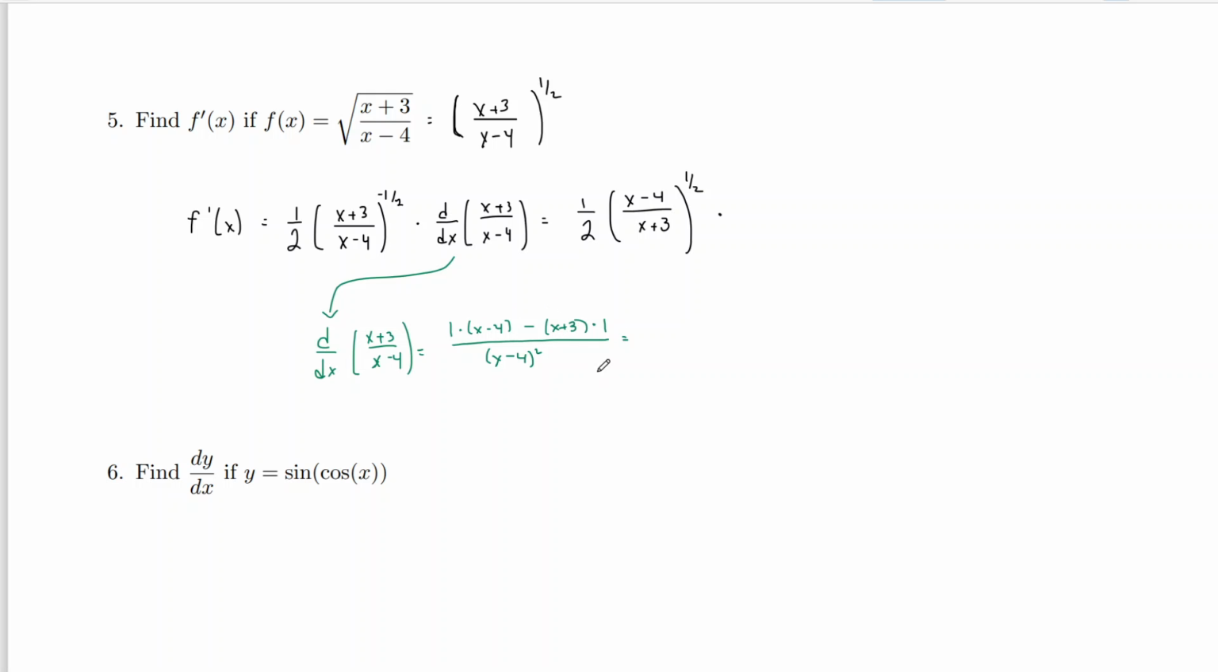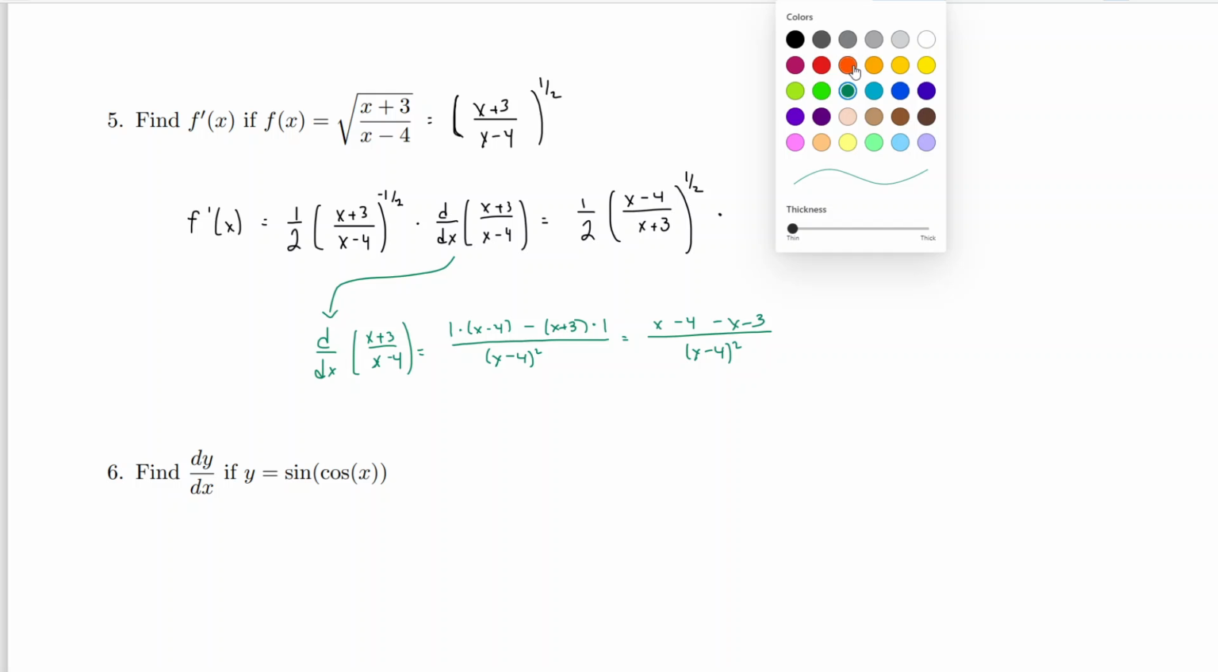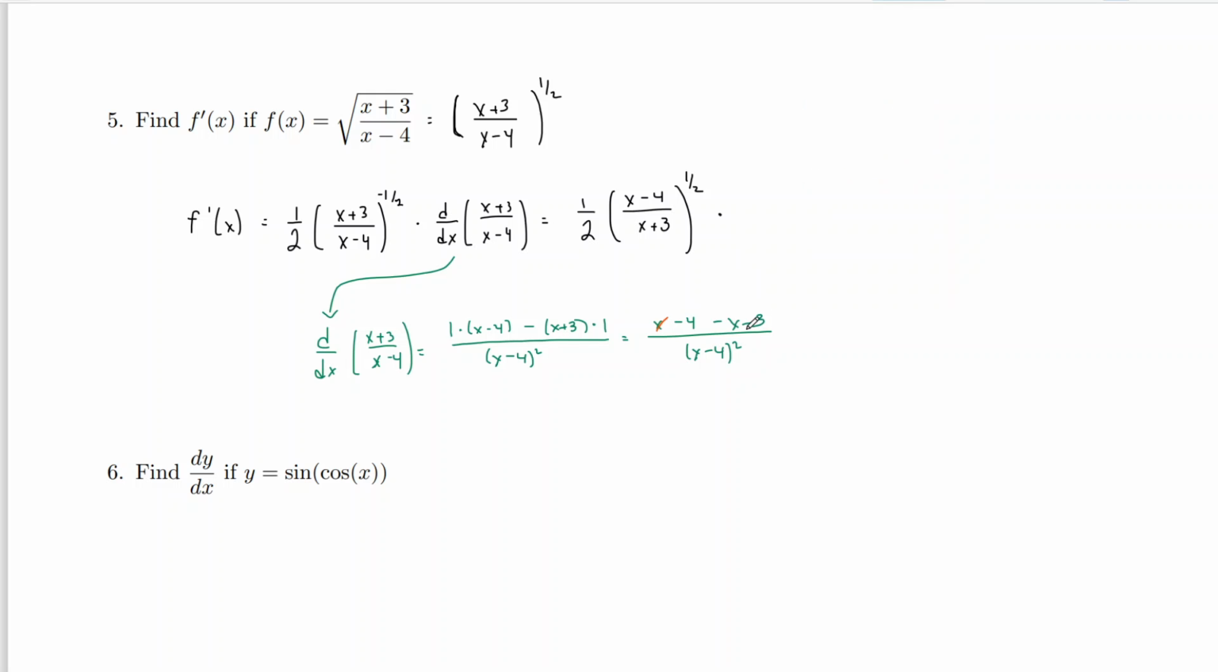And now on the top, you can kind of see here that a lot's going to cancel because multiplying by 1 does nothing. So we can just get rid of the parentheses in front. There's nothing else distributing it. We have x minus 4. And the one in the back, just distribute the minus sign through. We get minus x minus 3. And then the x's cancel. X and minus x. And what are you left with? Negative 4 minus 3 is negative 7. Over x minus 4 squared.